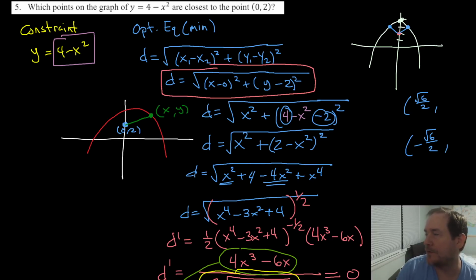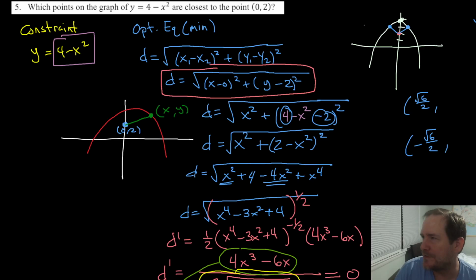So if y is 4 minus x squared, then y is 4 minus (root 6 over 2) squared. So that's 4 minus 6 over 4, which is 4 minus 3 over 2, which is 8 over 2 minus 3 over 2, which is 5 over 2. And you'll get the same answer if you plug in negative root 6 over 2, because we're going to square it, it's going to turn out positive.